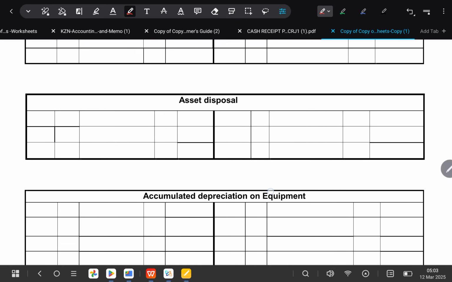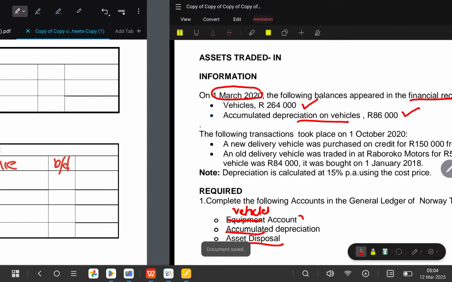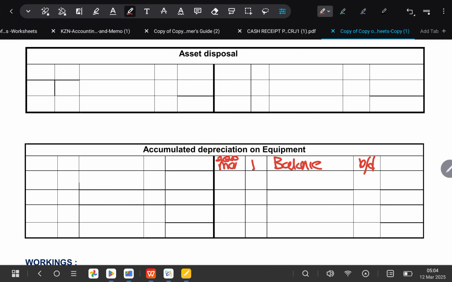And also we must check if we are required to do accumulated depreciation. It's required. So we're going to say 2020 March the first, and then we have our balance brought down, and according to our information, our balance brought down is 86,000. So we'd have that 86,000 here. Then we have already gotten 2 marks for doing this.